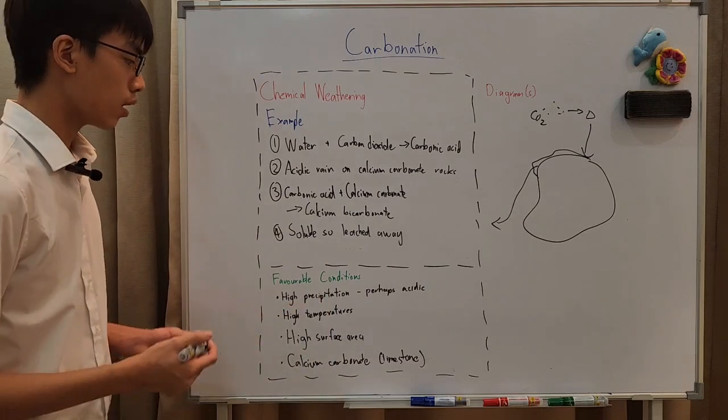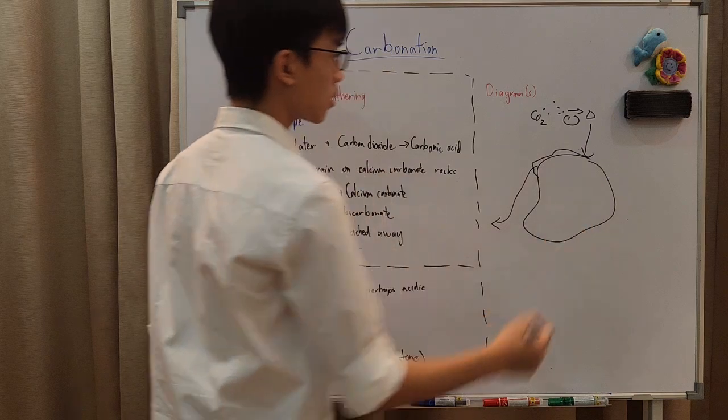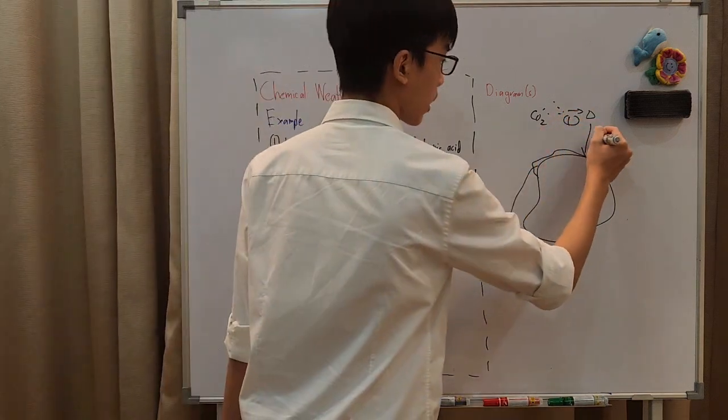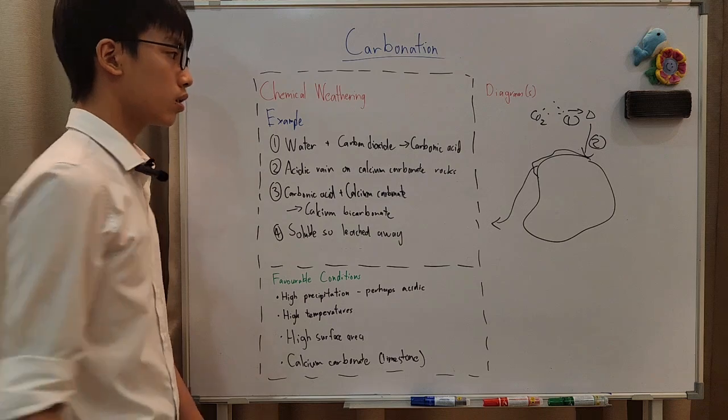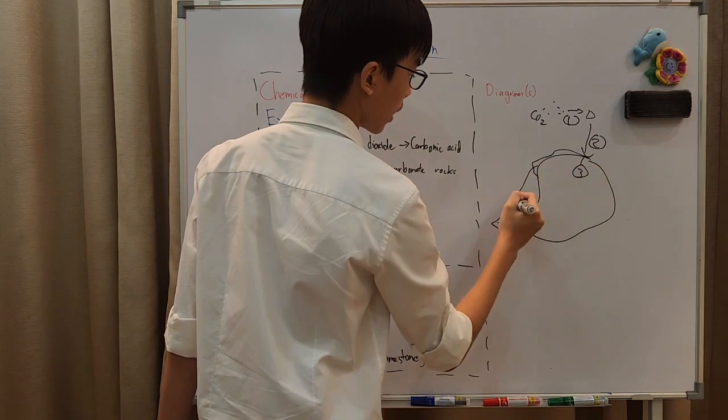It's pretty simple. You can put the steps on as well. So the first step is this. Let's draw a better one. Then the second step is this reaction. Third step, I guess you can just put this as 3, and this is 4.